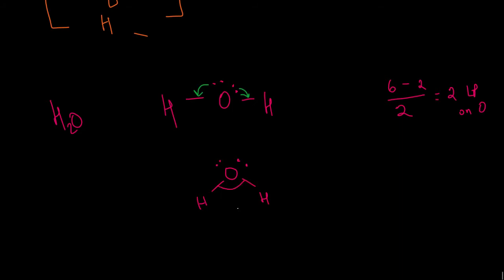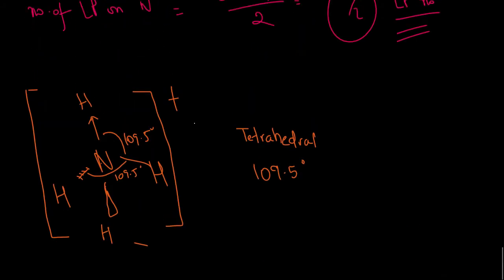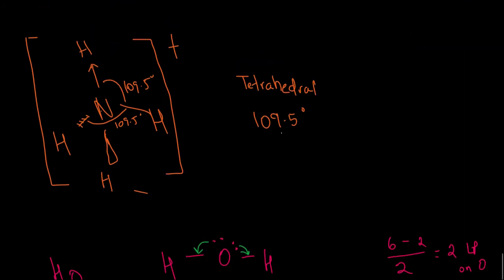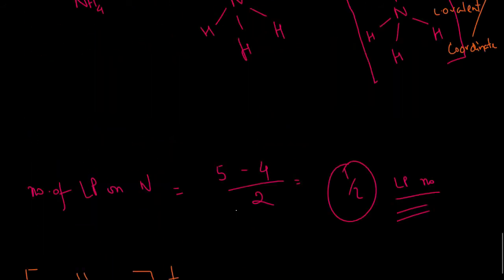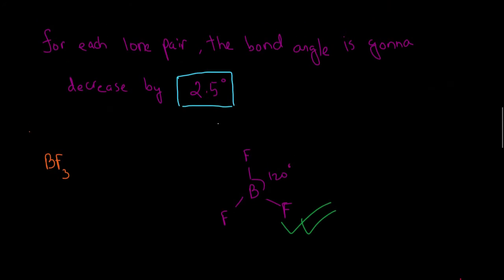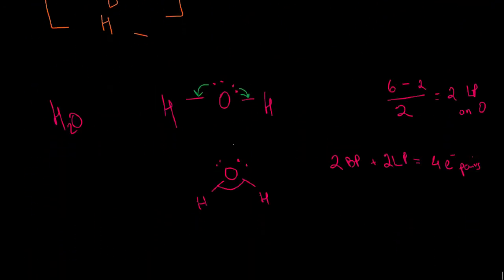We just care about the angle between the 2 bond pairs. So now to figure out the bond angle, we have 2 bond pairs and 2 lone pairs. So we have a total of 4 electron pairs, right? For 4 electron pairs, the shape is going to be tetrahedral, and the angle is going to be 109.5. But we have 2 lone pairs. Remember that we subtract 2.5 degrees for each lone pair. So we have 2 lone pairs here.